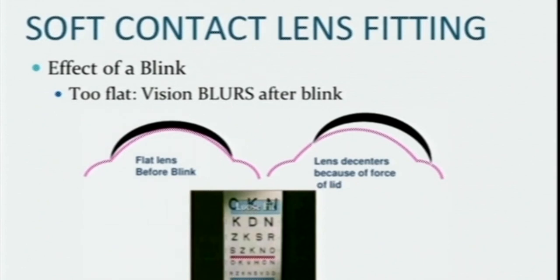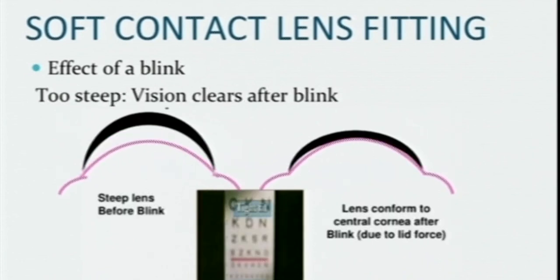In a flat lens, before the blink, the patient's vision is better, and after a blink, the lens gets decentered and the vision becomes dull. And in case of a steep lens, the patient will have a blurred vision before the blink, and after the blink, the patient will have a good vision.